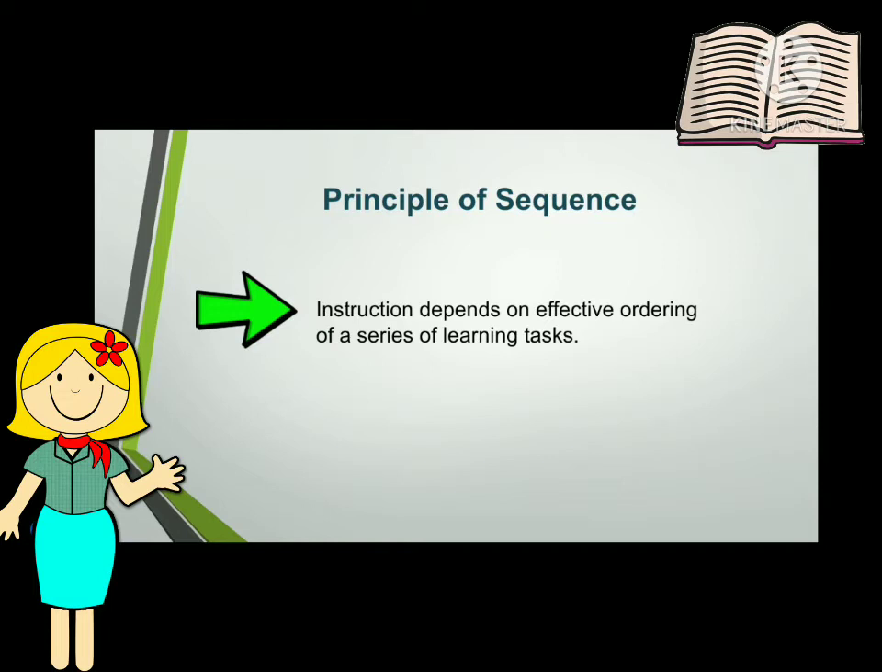So the fifth principle is principle of sequence. So an instruction depends on effective ordering of series of learning tasks. So sequence, it is a movement from meaningless to emergence of meaning, from immediate toward remote, from concrete toward symbolic, from crude to the discriminating.